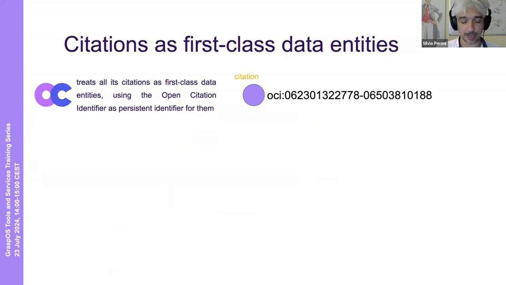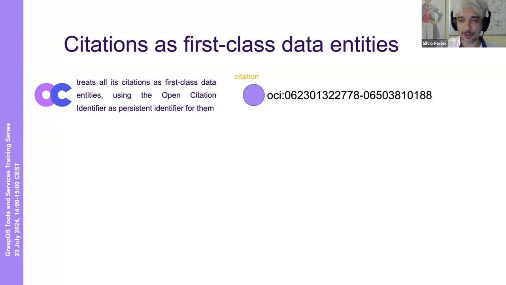An additional peculiar way of thinking that OpenCitations, as an infrastructure, has brought in is that we consider every single citation as a first-class data entity. That means that it is not just a link connecting two entities, but the citation that we represent in our system is a proper entity per se, that has a specific persistent identifier associated, defined by means of the OpenCitations Identifier, which has been documented in a specific standard document uploaded on Figshare. I don't want to add additional information here, but there is a lot of documentation on the OpenCitations website.